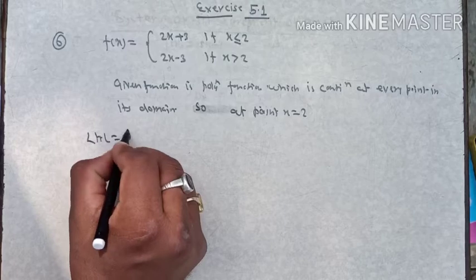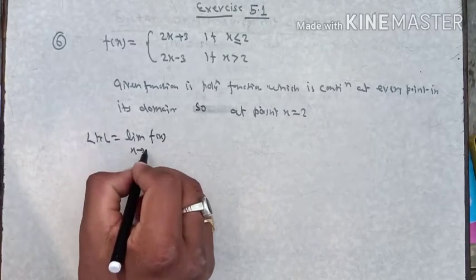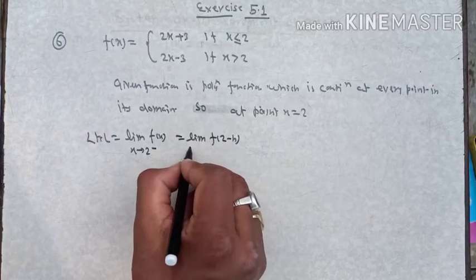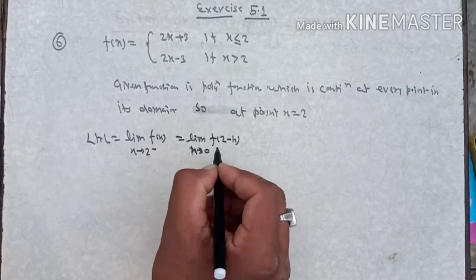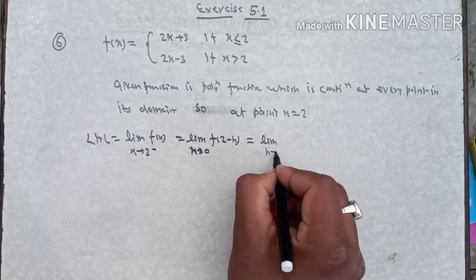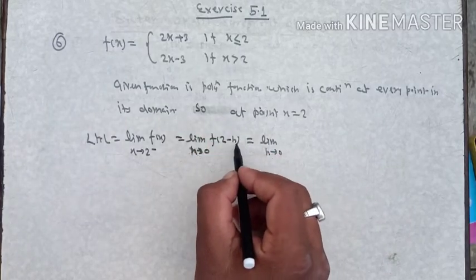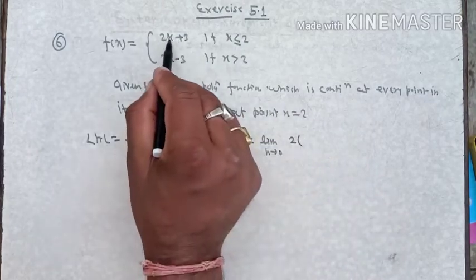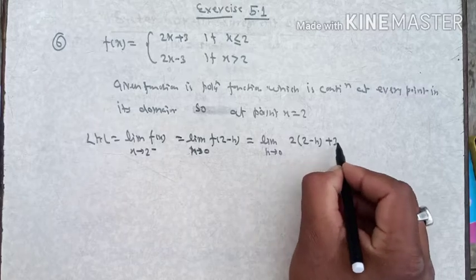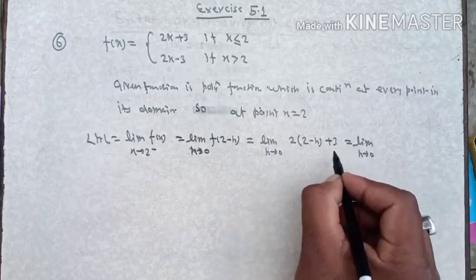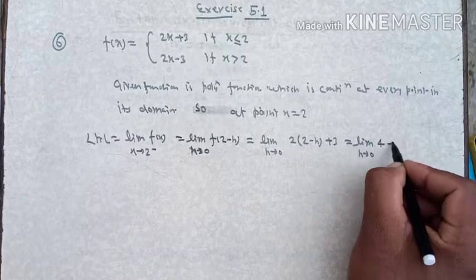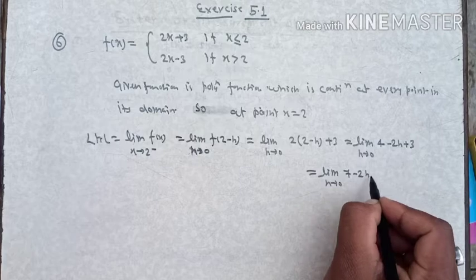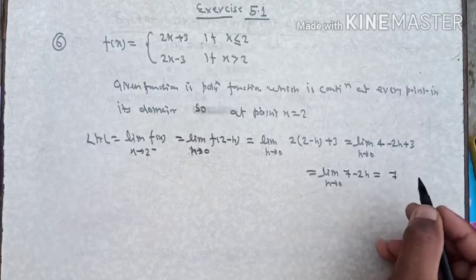So the left hand limit of f(x) as x tends to 2 negative is the limit of f(2 − h) as h tends to 0. 2 − h means less than 2, so we use 2x + 3: 2(2 − h) + 3, which equals the limit as h tends to 0 of 4 − 2h + 3, so we get the limit of 7 − 2h. On putting the value of h we get 7.